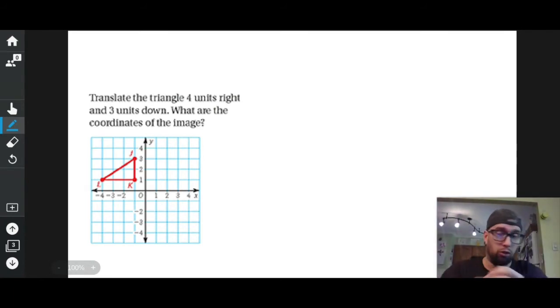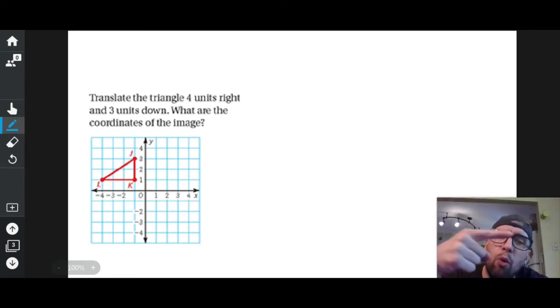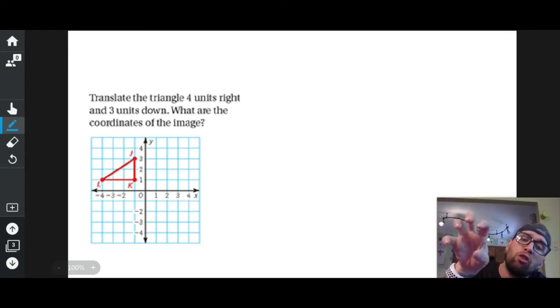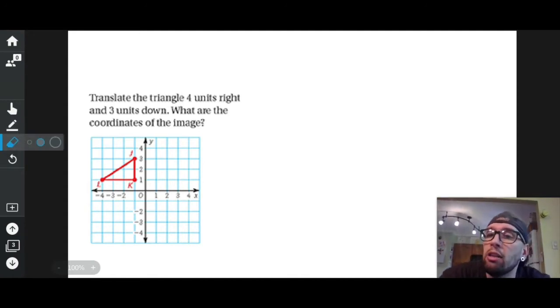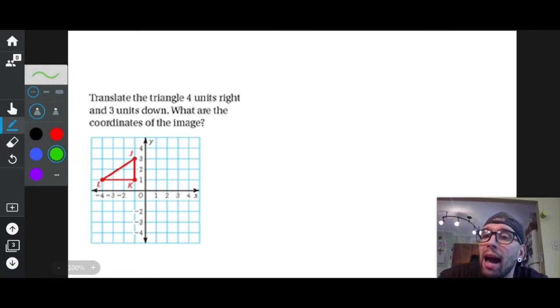Now, what if I were to give you a graph and ask you to move that shape along a graph? Should I just try to draw and count and draw the whole shape? Absolutely not. Here I have JLK, JKL, LKJ, however you want to view it, and I'm being asked to translate it 4 units right and 3 units down. In the end, that shape is just going to go from there to like that. So let's make it happen, and let's do it one point at a time.